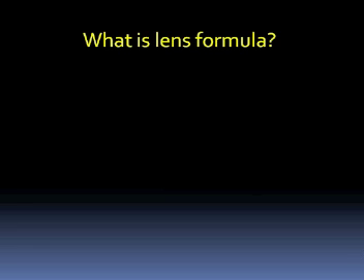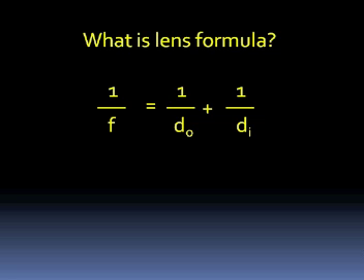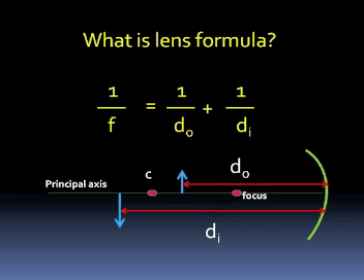Now the formula, we call it the lens formula. It's also the one for the concave mirror. It's 1/f = 1/do + 1/di. do is the distance from the object to the mirror, as shown. di is the distance from the image that you see to the mirror.